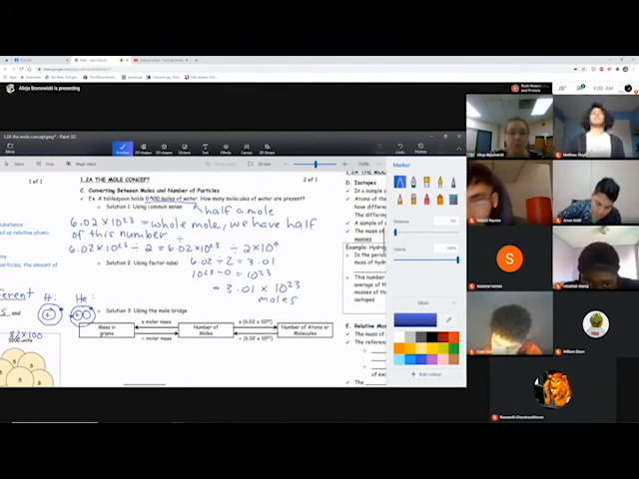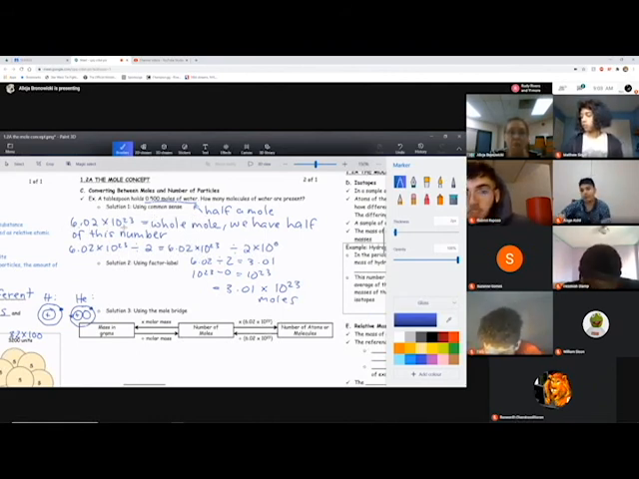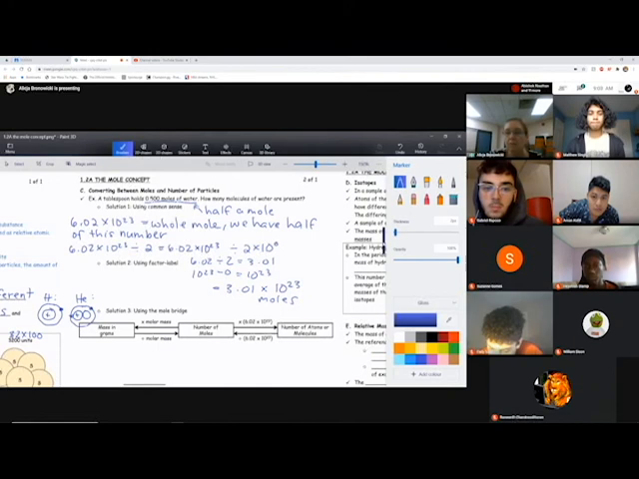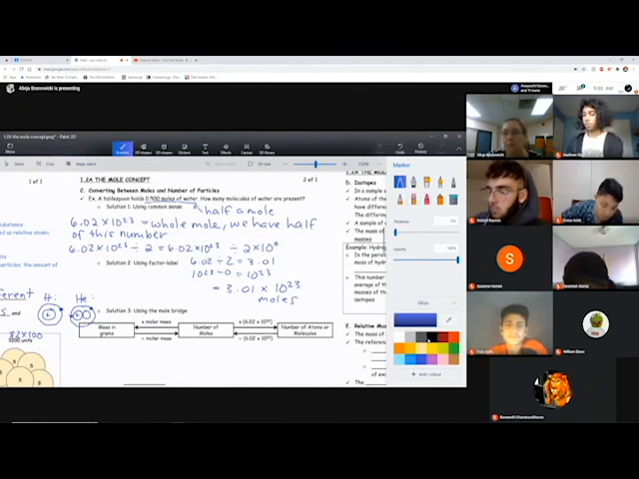So if I have an entire mole, I have 6.02 times 10 to the 23 molecules. If I have half a mole, I have half of this number, so I have 3.01 times 10 to the 23 molecules. Okay, so I took up a lot of room there, so let's start on the next question, and then I'll erase. I don't know if you're still writing this or not.